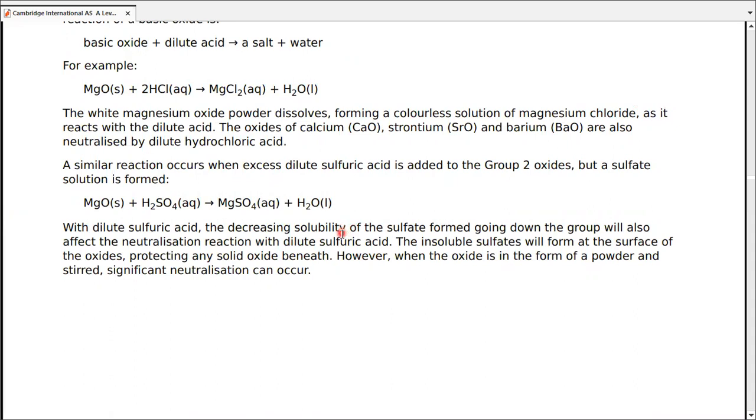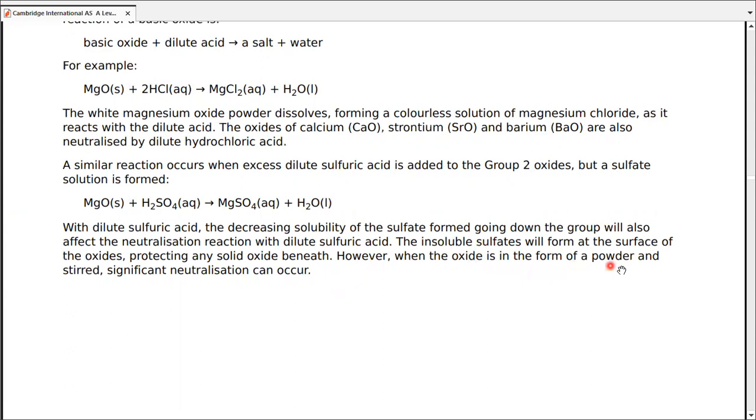And for the sulfates, we've already discussed that their solubility is something which is actually discussable at this point. So magnesium sulfate is soluble, but if we talk about from calcium to barium, the solubility decreases greatly, so they're not soluble. So decreasing solubility of sulfates forming going down the group will also affect the neutralization reaction with dilute sulfuric acid. The insoluble sulfates will form at the surface of the oxides, protecting any solid oxide beneath it. So when this happens, actually they tend to stop the reaction.